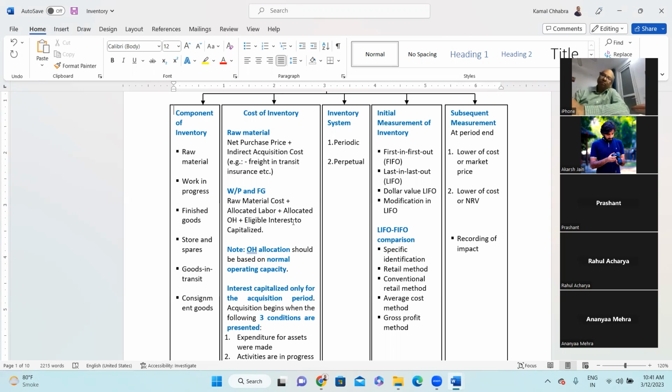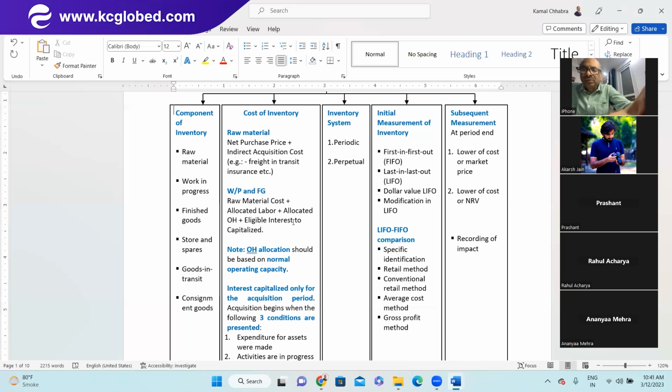Second thing is allocation of overhead. What is overhead? Any idea what is overhead cost? All cost other than direct cost. When we are running a machine in a factory, there can be power consumption, rent expenses, all these can be considered as overhead cost. Whatever is directly related to production or manufacturing of a final product, those additional costs are known as overhead costs.